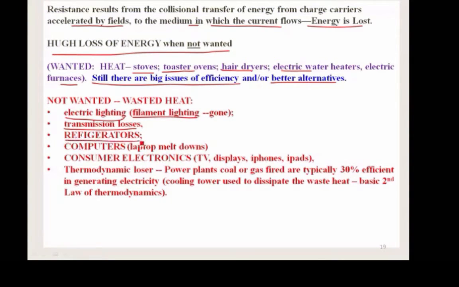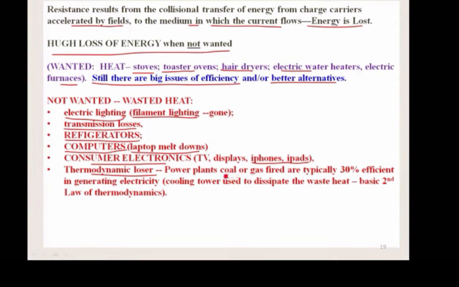In refrigerators, you sure don't want heat. You don't want heat in computers, and you've probably heard of laptop meltdowns. Usually that's due to battery problems, like the 787. Consumer electronics, even your iPhone and iPad, get hot, and some people complain that they get so hot that it's uncomfortable. The issue about transmission and generation of power has to do with thermodynamics.